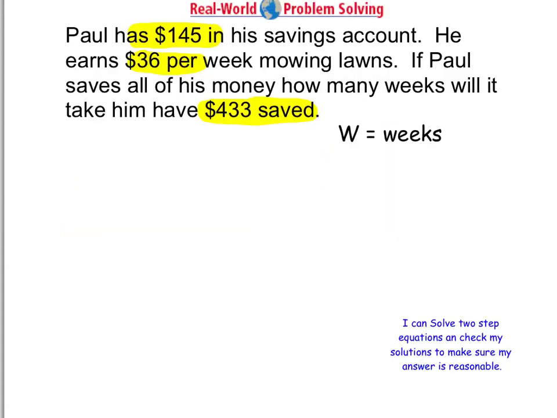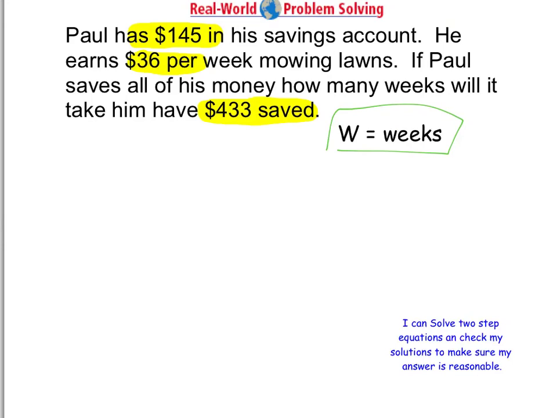Let's do a word problem. Paul has $145 in his savings account. He earns $36 per week mowing lawns. If Paul saves all his money, how many weeks will it take him to have $433 saved? Well, it's telling us weeks is W, so that's giving us a clue that we are going to be using weeks as our variable.